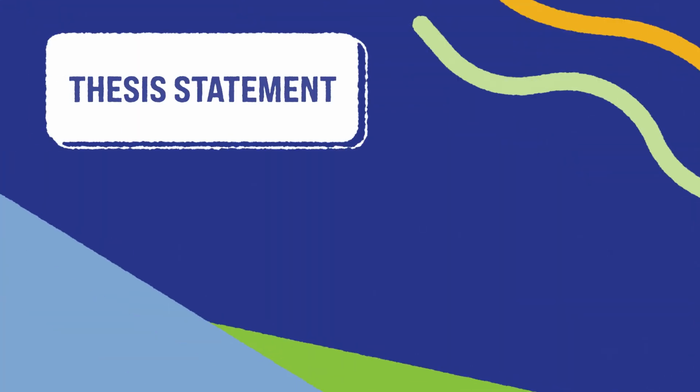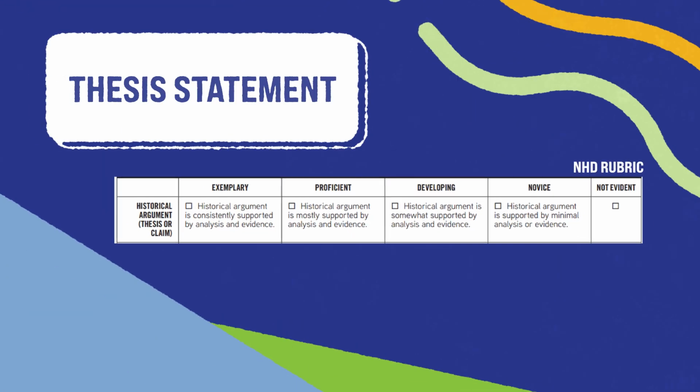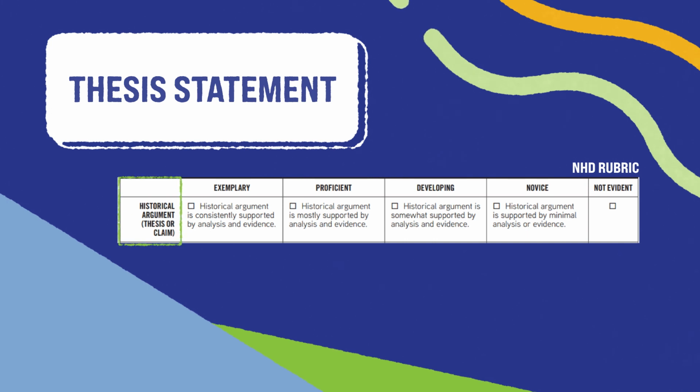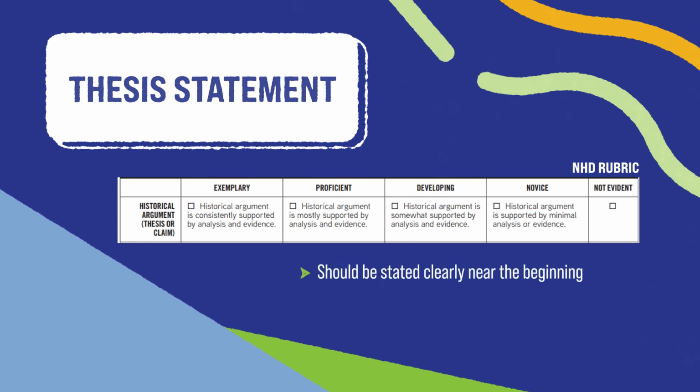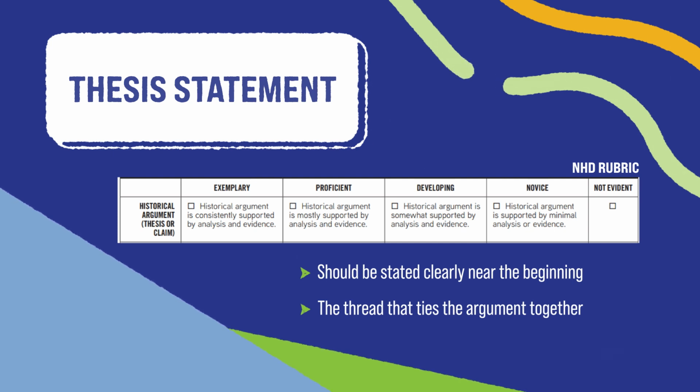we know that it's an important part. The first piece of NHD evaluation criteria is the historical argument, also known as the thesis or claim. And an exemplary project will have a historical argument that is consistently supported by analysis and evidence. And even if there is consistent analysis and evidence throughout the project, if there is no clear thesis statement near the beginning of the project, our readers and viewers will lose the thread that ties everything together.